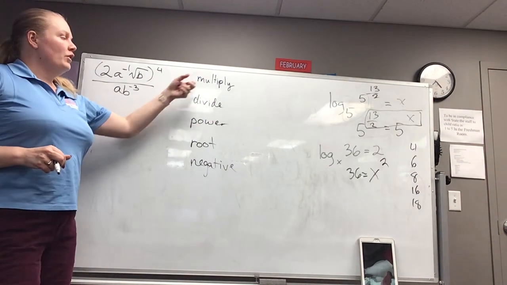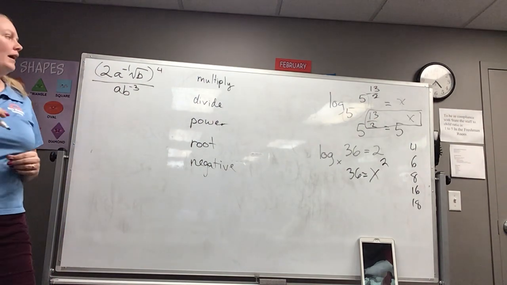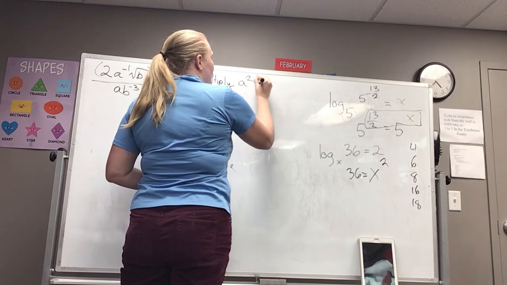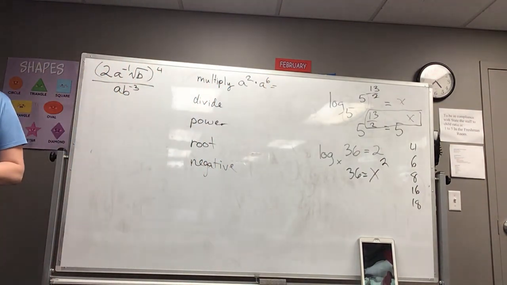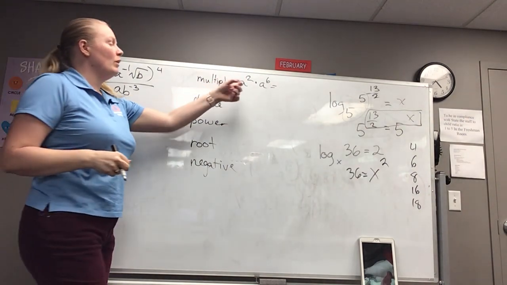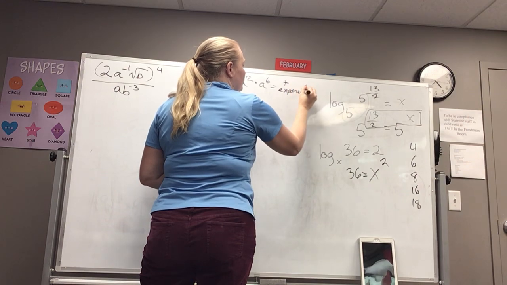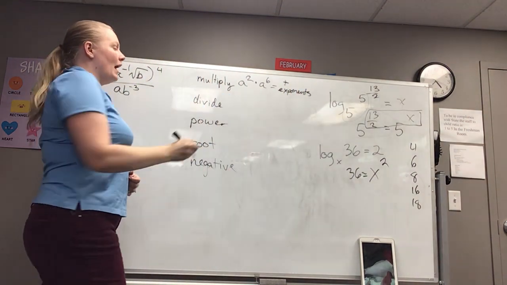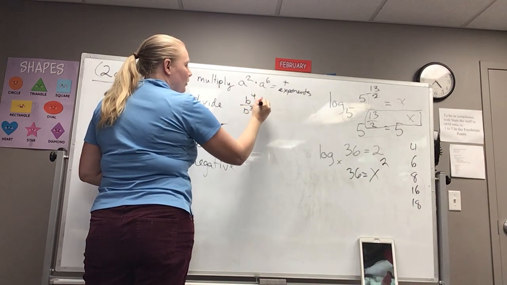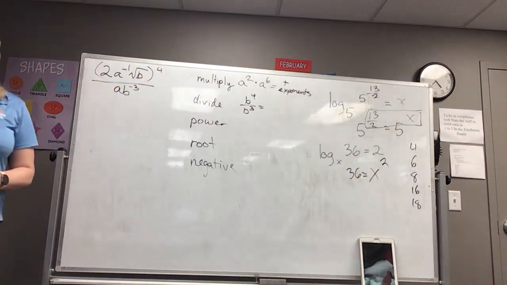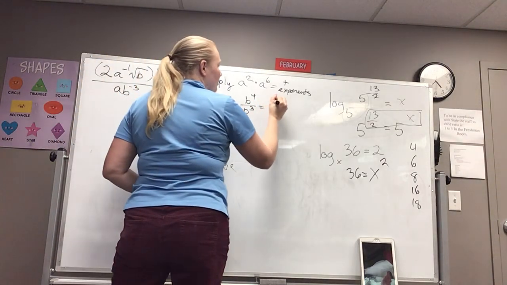When you multiply polynomials, what do you do? If I have a squared times a to the 6th, what will it equal? a to the 8th. When we multiply, we add the exponents. When we divide, if I have b to the 4th over b to the 3rd, what do we do? Subtract. We subtract the exponents.